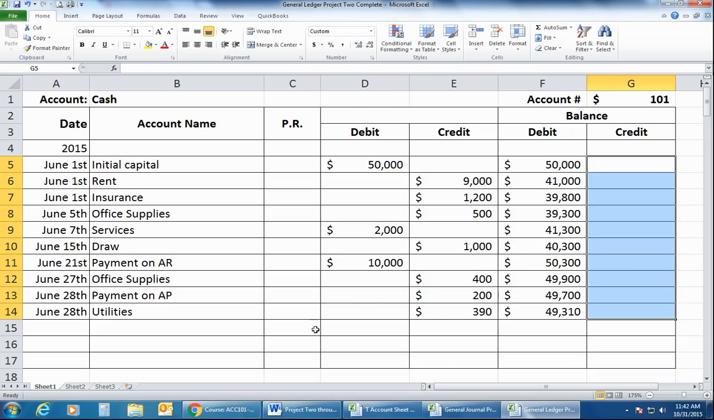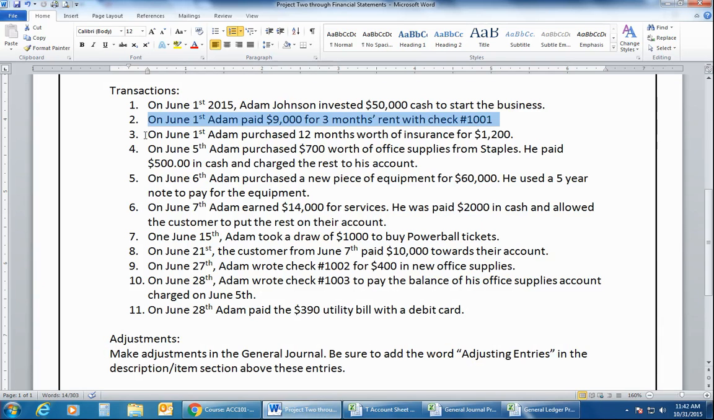So I hope that clarifies a little bit about how this process works. In your exercises, you'll simply be working your way through more transactions, entering them into the accounts, and carrying them all the way through to the ledger.